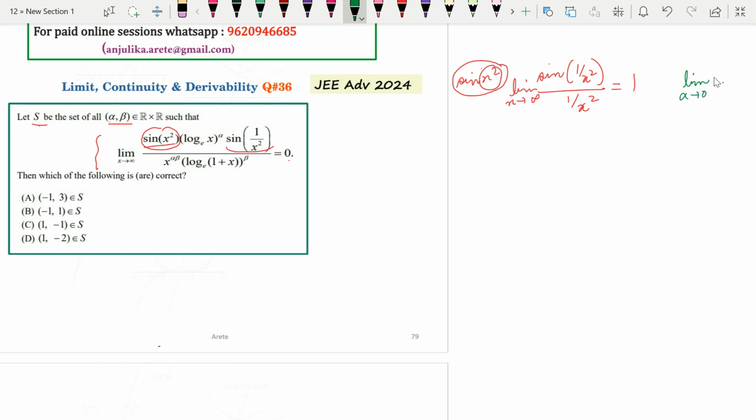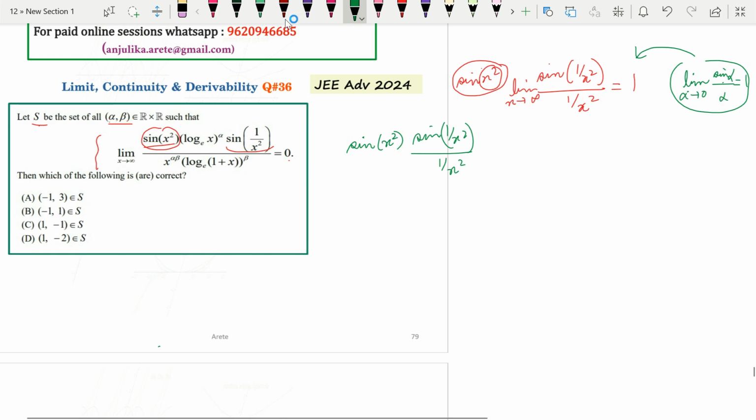Limit alpha goes to 0, sine alpha by alpha. Do you remember that this is 1? If you still don't agree, apply L'Hopital's, and you will get this limit value to be 1. Exactly with the same reasoning, this limit should be 1. So I can completely disregard these two terms, sine x square and sine 1 by x square, if I have 1 by x square in the bottom.